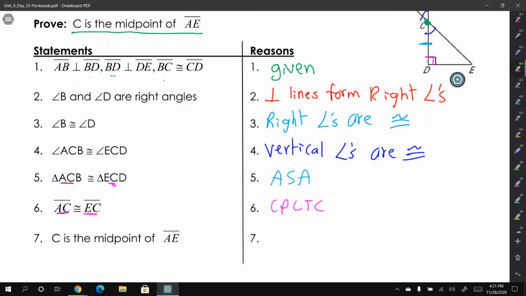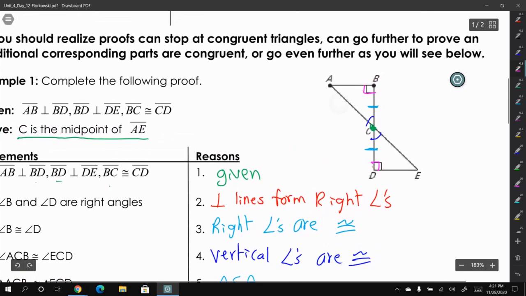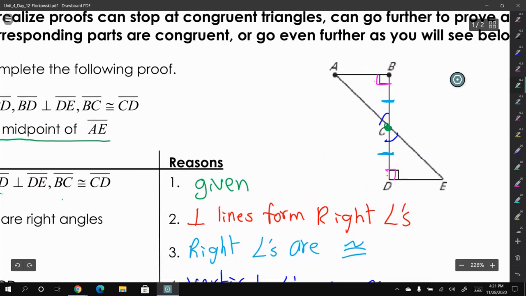So because of that, we can go back up in our picture and say these two segments are congruent. Well, if those two segments are congruent, that means that this point C cuts the bigger segment, AE, in half. You have AE, that whole segment, and point C cuts that in half. So that means C must be the midpoint.